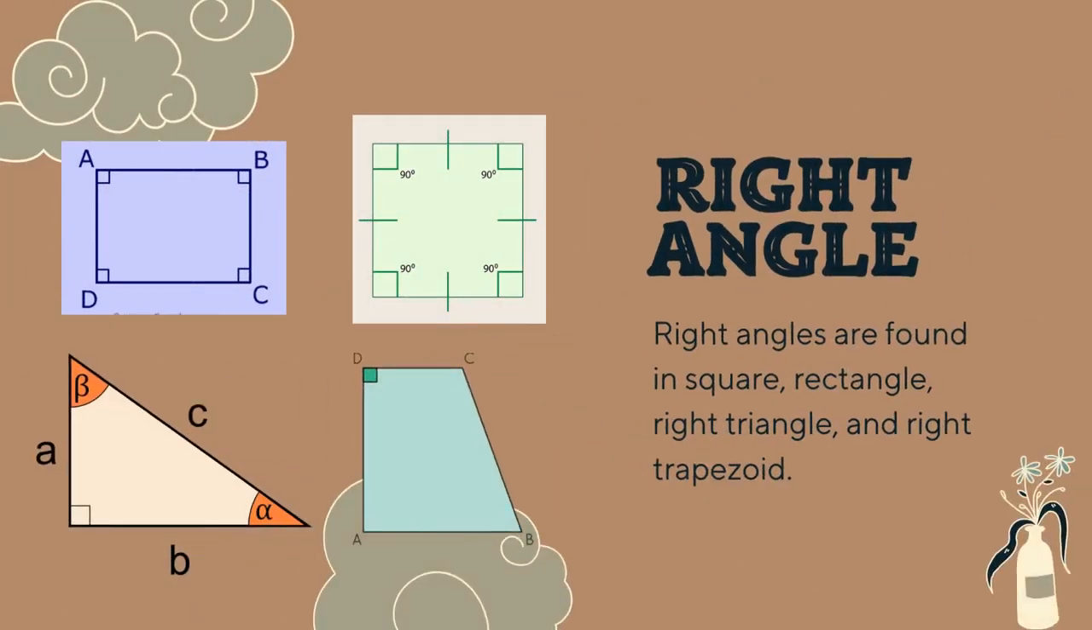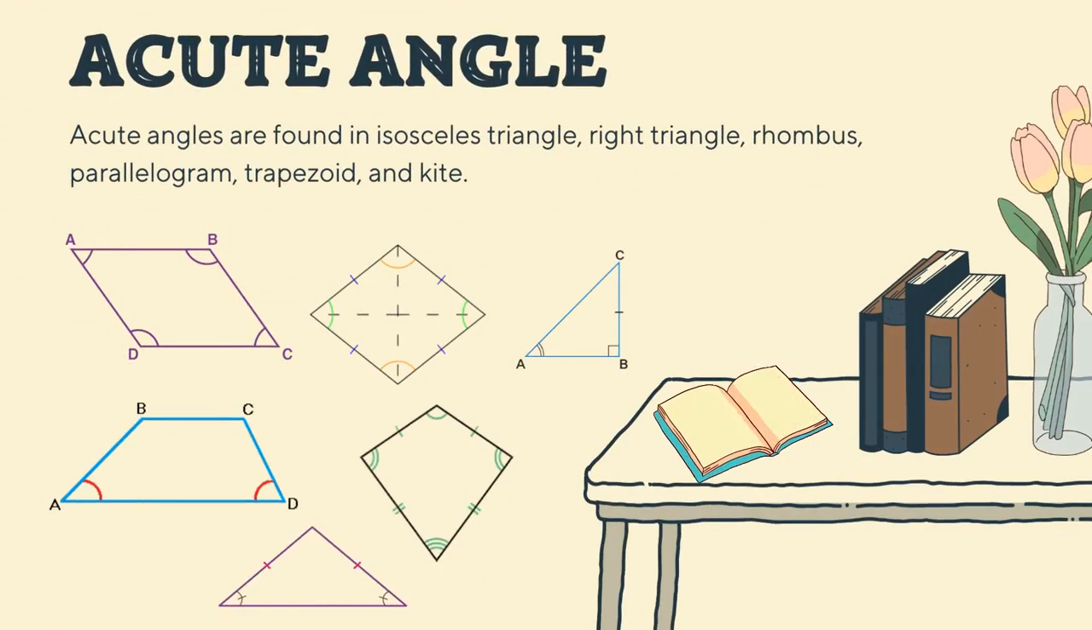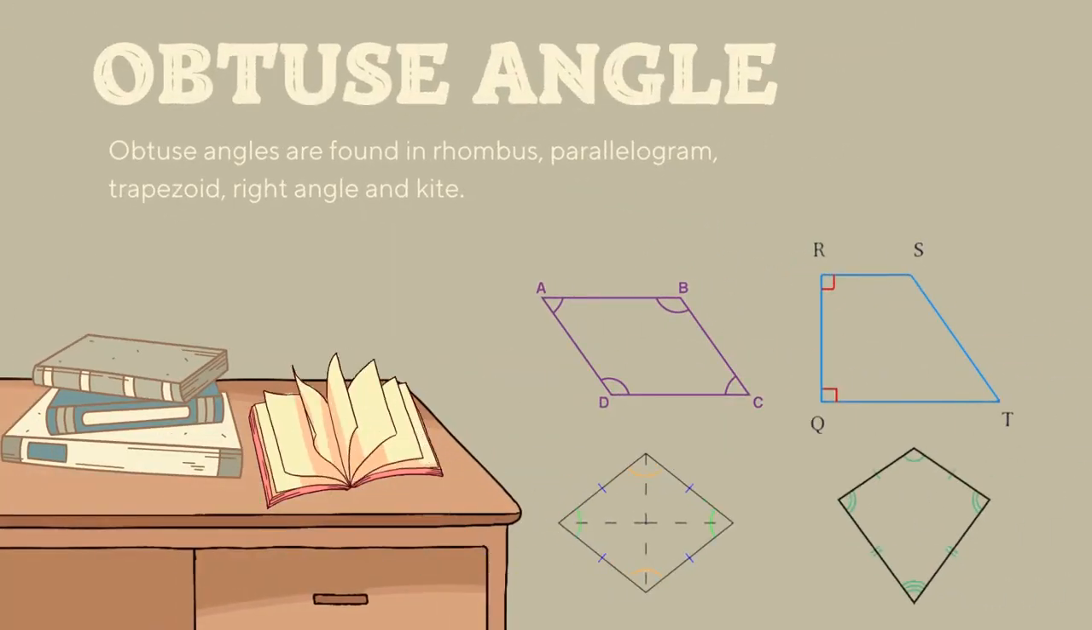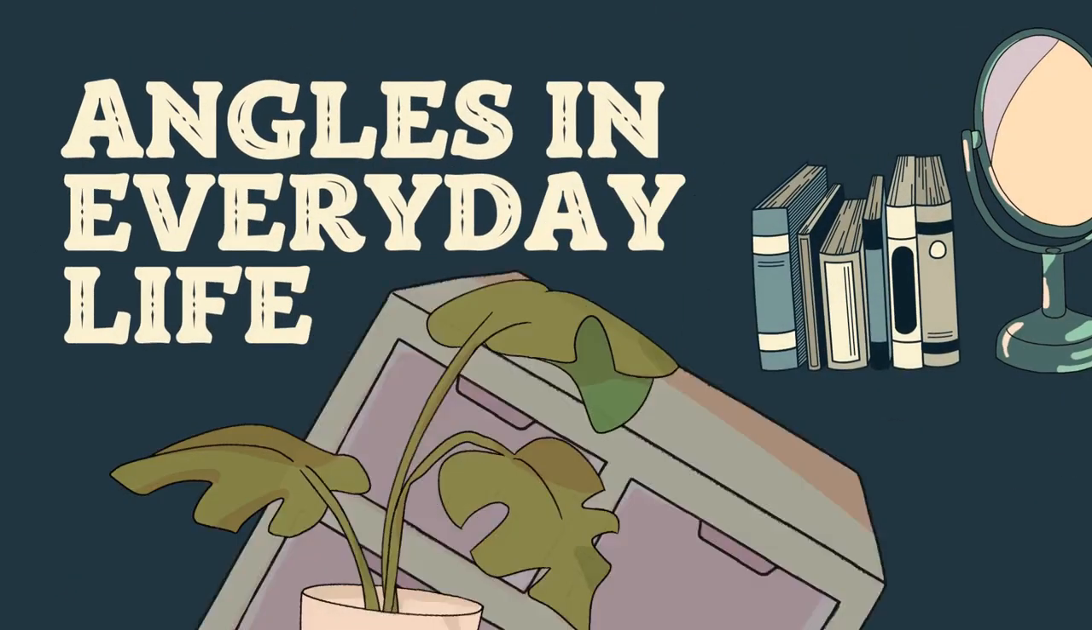There are right angles. Right angles are found in square, rectangle, right triangle, and right trapezoid. Next is acute angle. Acute angles are found in isosceles triangle, right triangle, rhombus, parallelogram, trapezoid, and kite. Obtuse angle. Obtuse angles are found in rhombus, parallelogram, trapezoid, right angle, and kite.